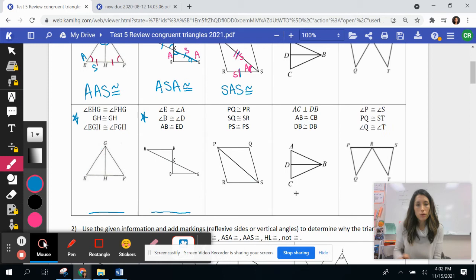Okay, go ahead and try this third one here. Add all of the marks onto your diagram. And now state why the triangles are congruent.